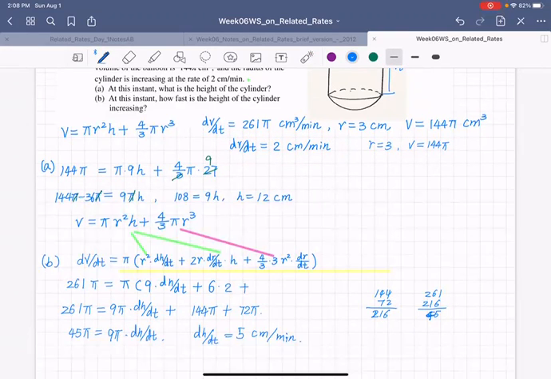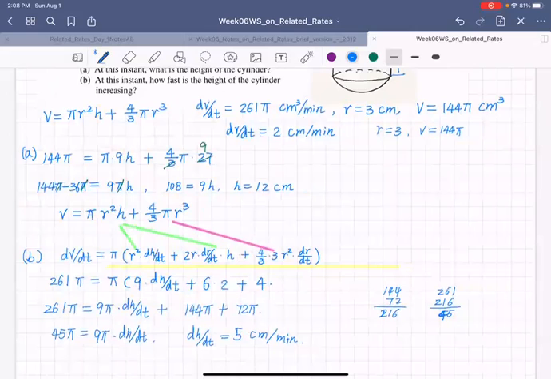Wait, did we forget h? Like 2r dr over dt times h. Oh yes, 2 times h. So h is 12, right? We already solved it right there. 2 times r is 6, dr over dt is 2, h is 12. Oh yeah, we can write 12. So plus 4 r squared, where r squared is 9, and dr over dt equals 2.